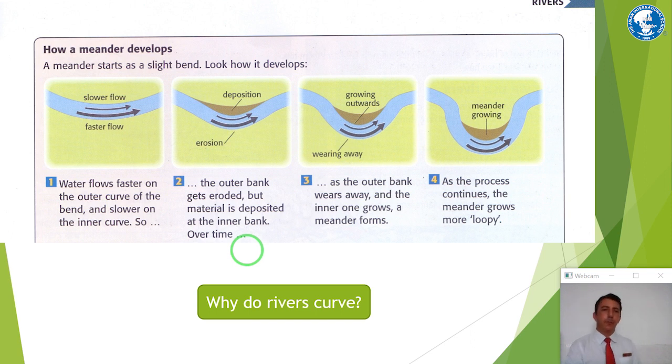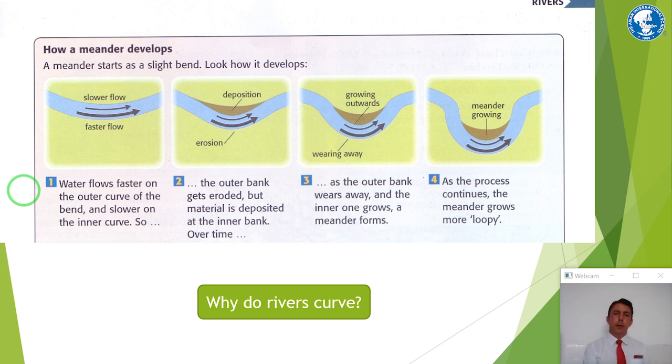Next feature is a meander. So as we said, the meander is the big bend in the river, but it starts out as a slight bend. So number one, water flows faster on the outer curve of the bend and slower on the inner curve. So, number two, the outer bank gets eroded. So that fast-moving water will erode the outer bank faster, and on the inner bank, where the water is flowing slowly, material is deposited.